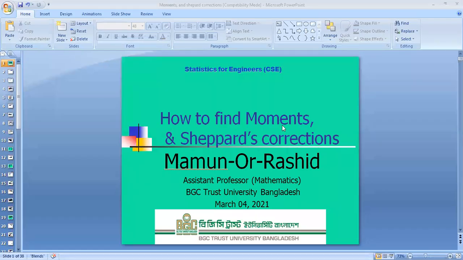Moments are of two types. One is raw moments and the other is corrected moments, and also Shepard's correction, and how to find the kurtosis by using corrected moments. So this is a very important class for you. I hope everybody will understand if you practice, of course.